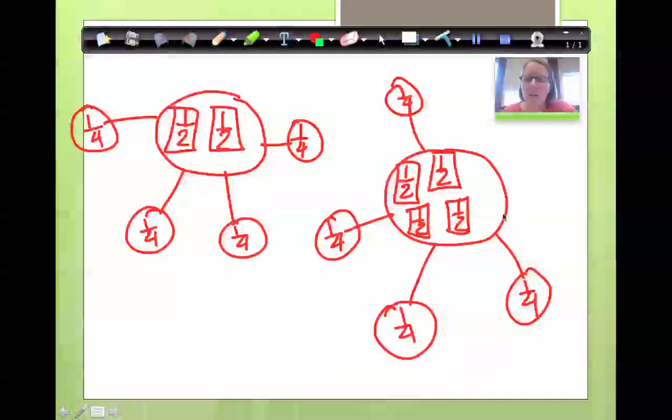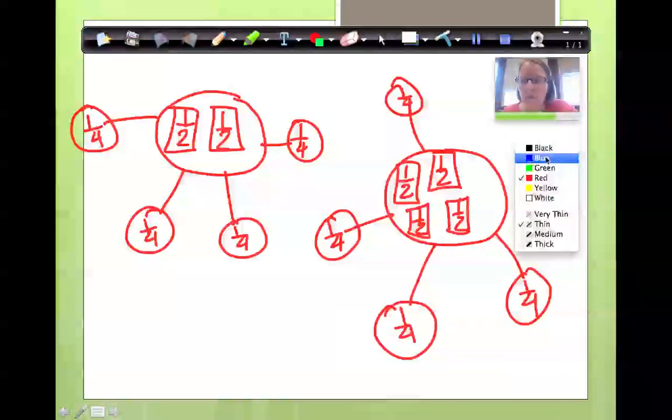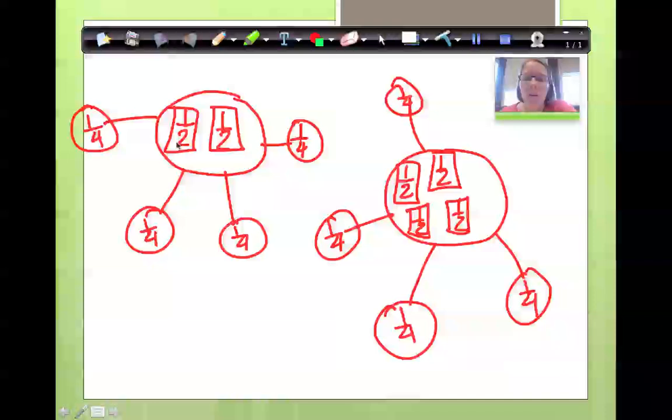All right, now look closely at them and tell me if they are accurate or if they're equivalent. So let's think about this. 1/2 plus 1/2 would be what? That would be the same as 1 whole. How many fourths do you need to make 1 whole? You need 4 fourths. So 1, 2, 3, 4. Oh, we've got it. So this would be the same as a whole. So we know that this is accurate. So we check that. Now let's look over here.